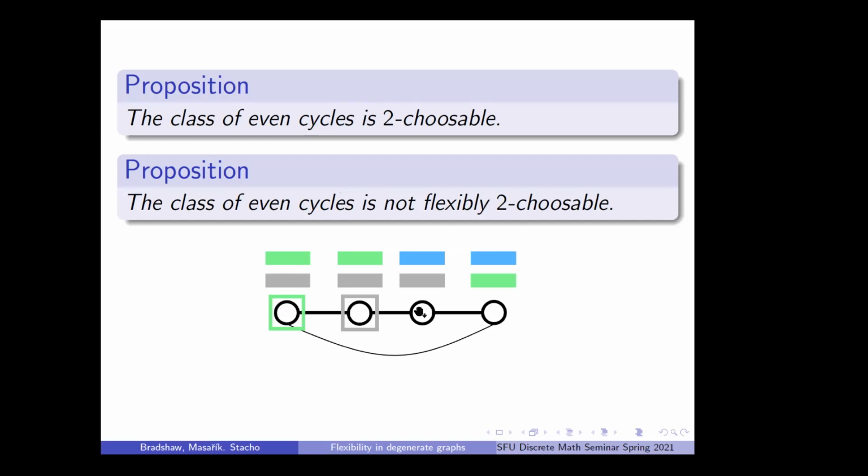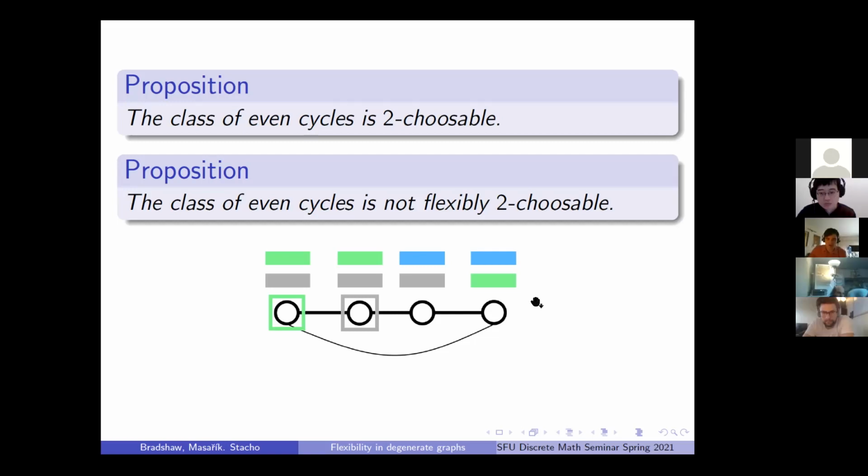Then we would have to put blue here and we would have no option left for the fourth vertex. So what this shows is that in this 4 cycle, for any proper list coloring, the proportion of coloring preferences that we satisfy will always be 0. So we cannot satisfy any positive fraction of coloring preferences with the list coloring. So this shows even cycles are not flexibly 2 choosable because there's no positive proportion that can always be satisfied.